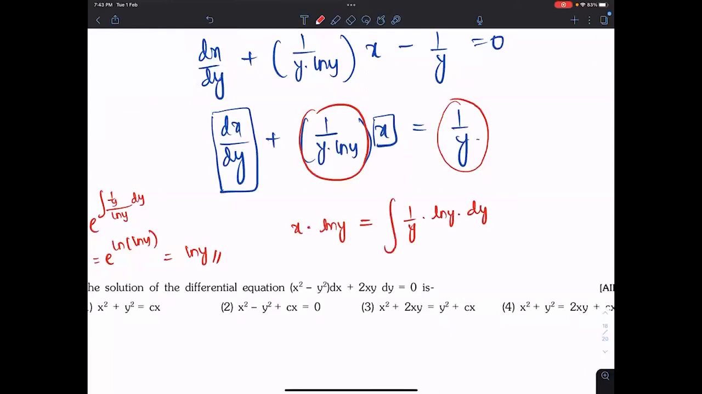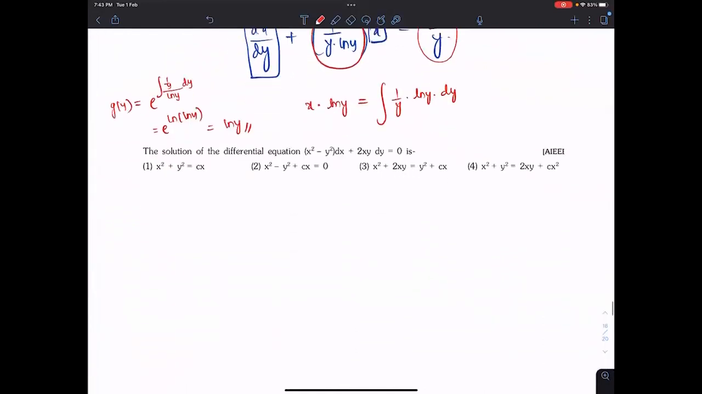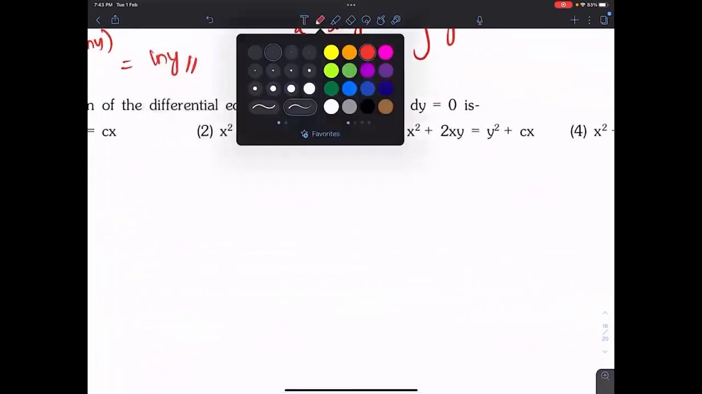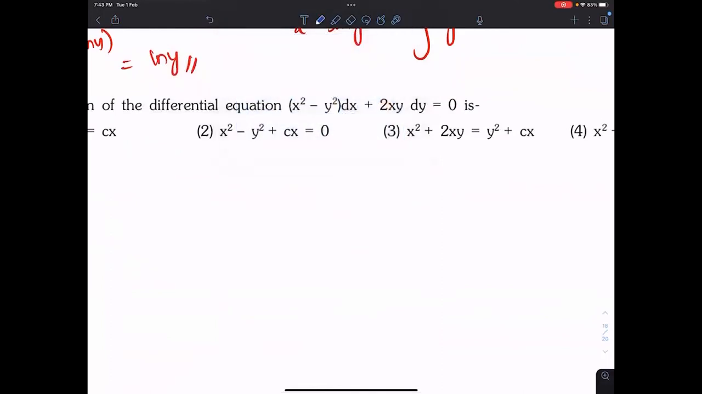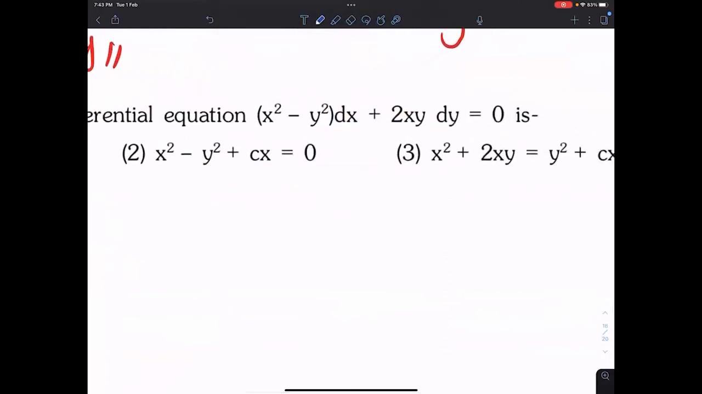Okay. Let us see the next one. Is it LDE in x or LDE in y? First, you need to identify that. If you see y terms, obviously y square is there, so directly you will say it is not LDE in y. But if you see x also, x square is there, so it is not LDE in x also. Then what is this? This is neither LDE in x nor LDE in y. This is directly homogeneous. dy by dx is equal to minus of x square minus y square by 2xy.